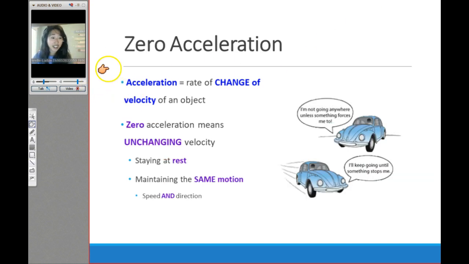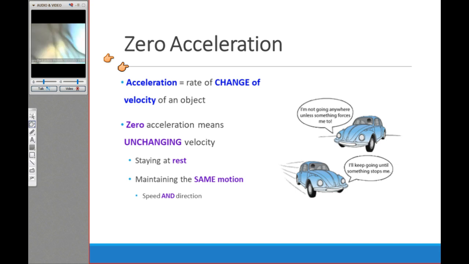Perfect. Now, here's the craziest part. You can actually have 0 acceleration. So 0 acceleration means that there's no change in velocity. So there are 2 options. Either you are staying at rest forever, right? So take a look at our tennis ball here. This tennis ball has 0 acceleration because it's at rest and staying at rest. Okay, that one's pretty easy to think about.